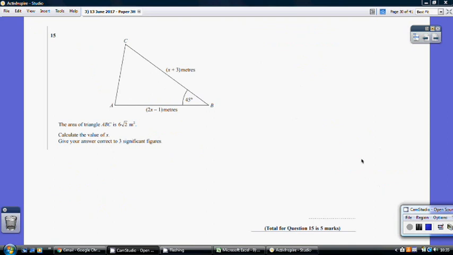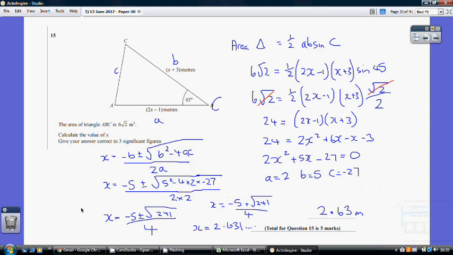Question 15. So we've got to calculate the value of x. Now we're told the area is 6 root 2. So our way into this question is to use the area of a triangle formula when it's not a right angle triangle.